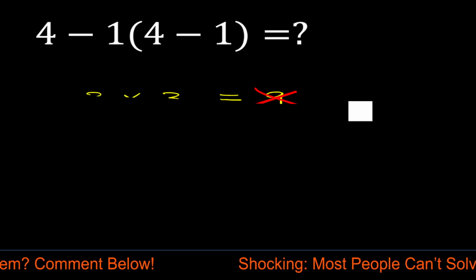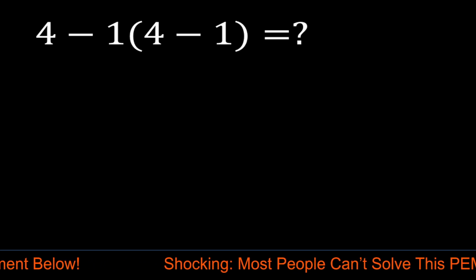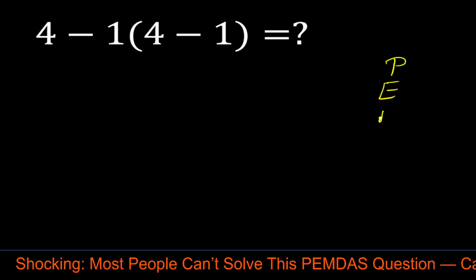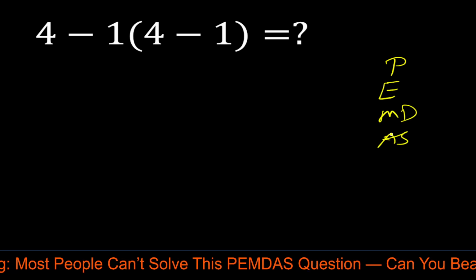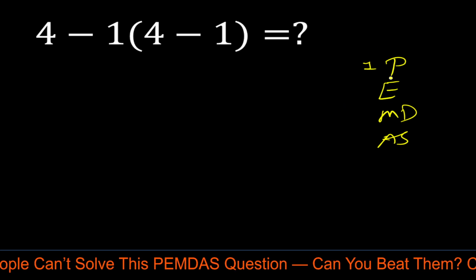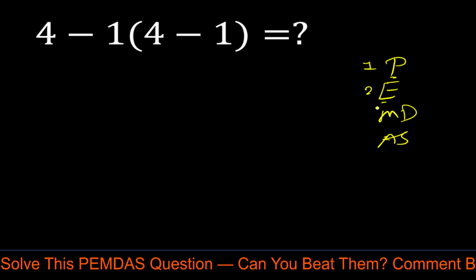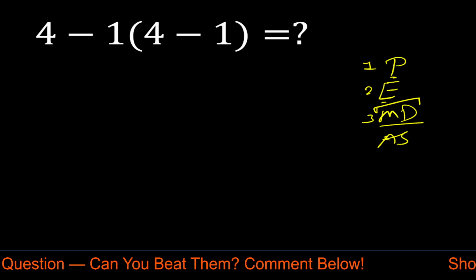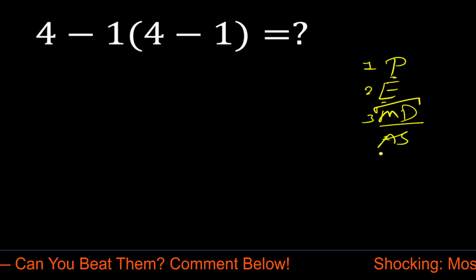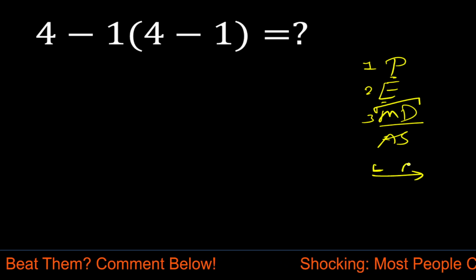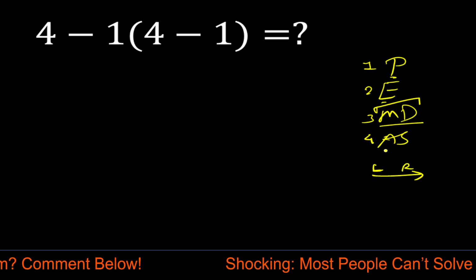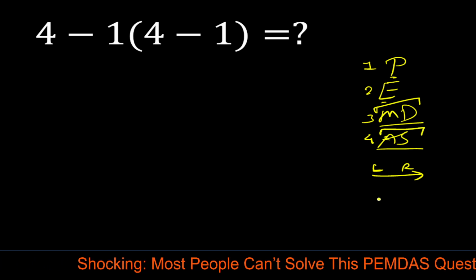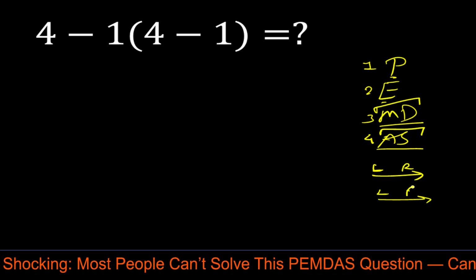So now let's solve this problem correctly by using the PEMDAS rule, right? So PEMDAS: P E M D A S. According to the PEMDAS rule, first priority is parentheses, then second priority is exponents, then third priority is multiplication and division. Here multiplication and division both have equal priority, so we have to solve it from left to right. Then fourth and last priority is addition and subtraction. Also addition and subtraction both have equal priority, so we have to solve it from left to right.